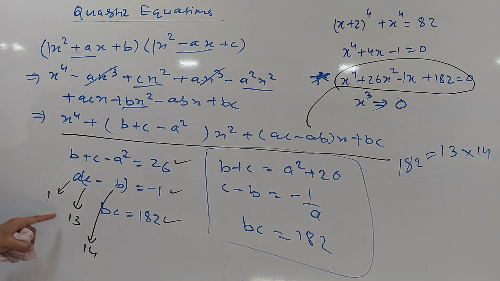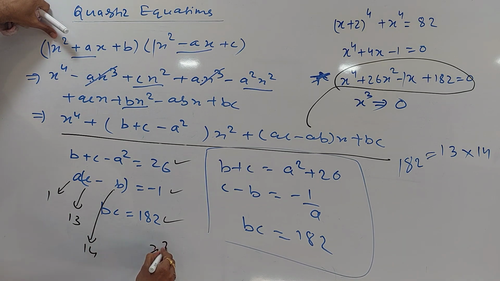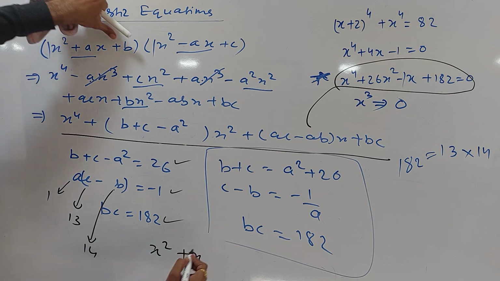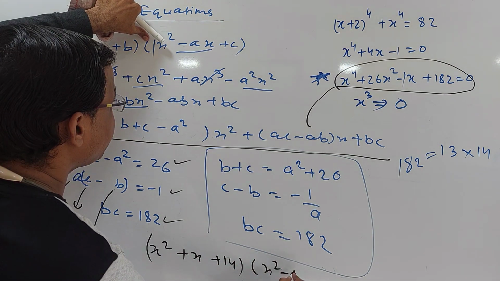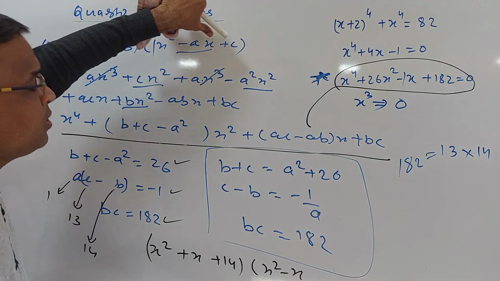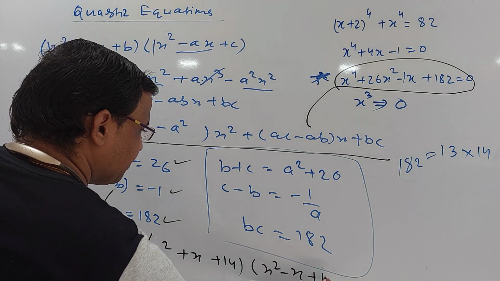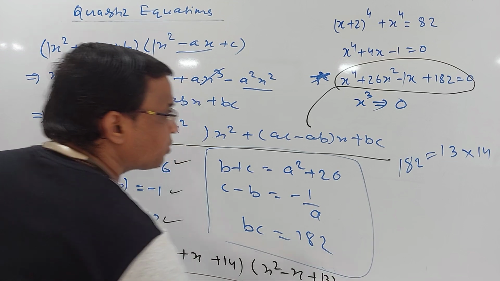I hope so that 1, 13 and 14. I mean, if I put down here, let me just conclude that first. So x square will be x square. A will be what? 1 we are getting, so it is x square plus x. And B will be what? We are getting 14, so it is plus 14. And here we go, x square minus x plus c, and c value we are getting to be 13, plus 13. Fine. So x square plus x plus 14, x square minus x plus 13 is equal to 0.